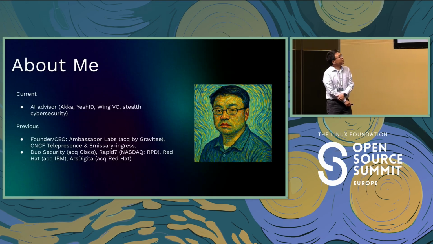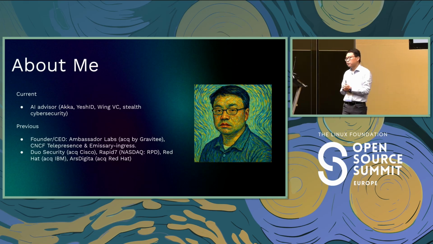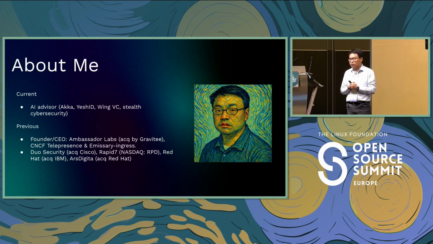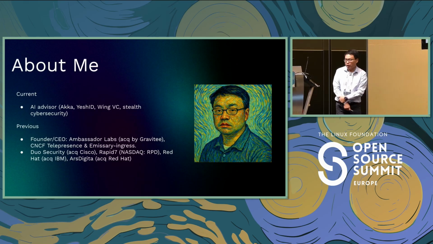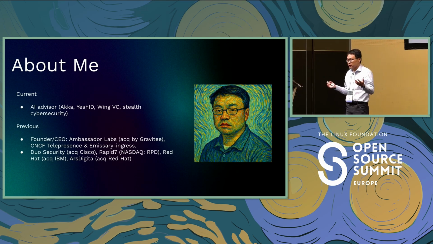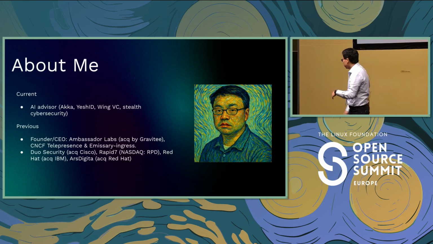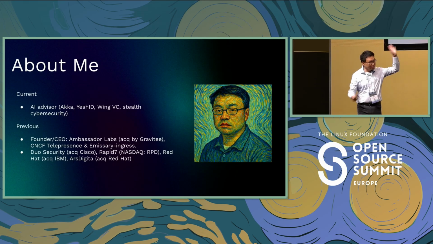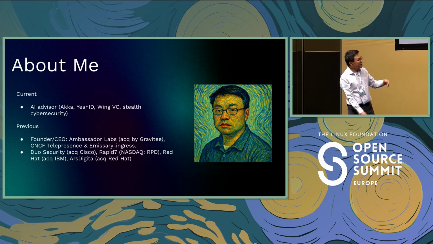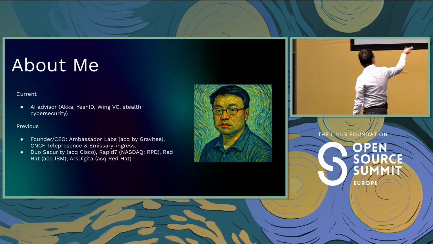Just a little bit about me. For the past couple years, I've mostly been working around AI, advising a handful of companies and a venture capital firm. Some of the slides I show, I have actually blogged about, working in collaboration with Wing Venture Capital. Before that, I was an entrepreneur. I started a company called Ambassador Labs, and we created two CNCF projects. One's Telepresence, the other one's Emissary Ingress. And before that, I worked at a bunch of cybersecurity companies: Duo Security, Rapid7, Red Hat, which is not cybersecurity, and Ars Digita. Anyway, that's a little bit about me. And in honor of Van Gogh, this is an AI-generated version of me in a Van Gogh-ish style.